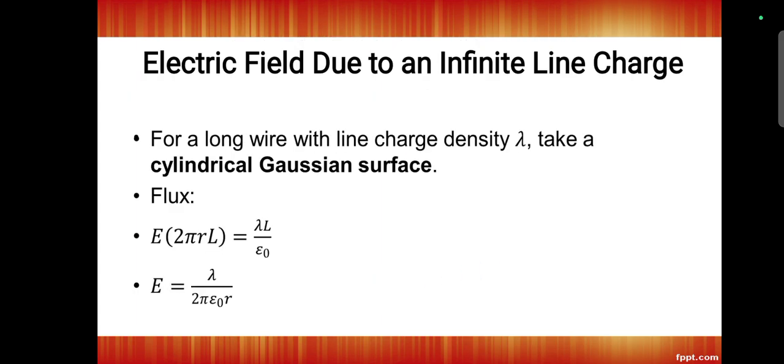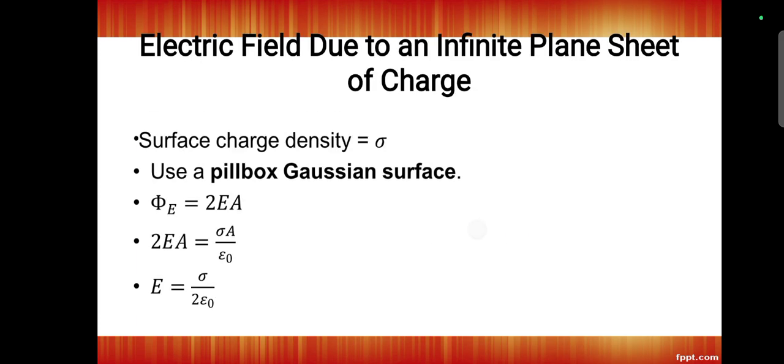Then the electric field due to an infinite line charge. For a long wire with line charge density lambda, take a cylindrical Gaussian surface. The flux is E into 2 pi r L, where 2 pi r L is the surface area of the cylindrical shape. So E times 2 pi r L is equal to lambda L divided by epsilon naught. So E is equal to lambda divided by 2 pi epsilon naught r.